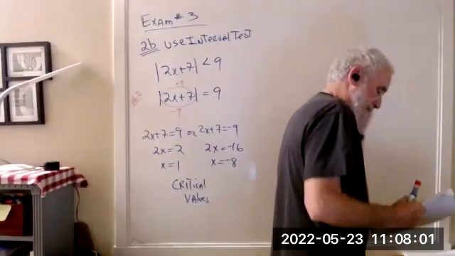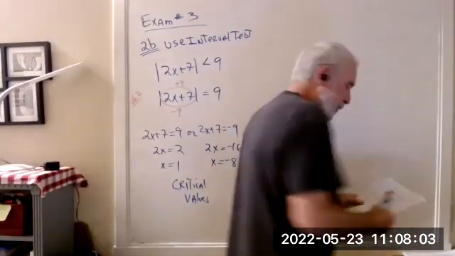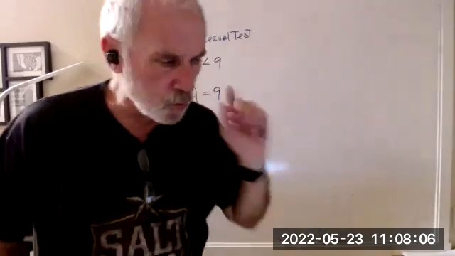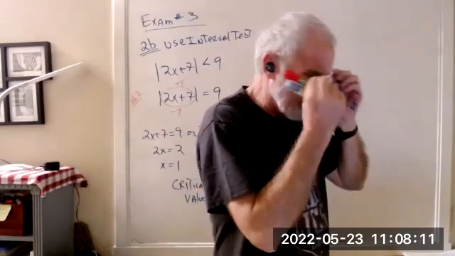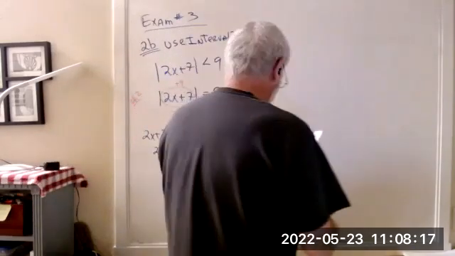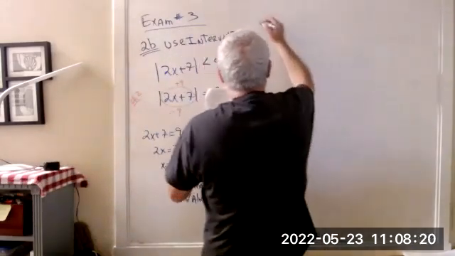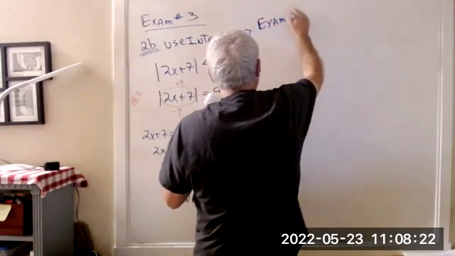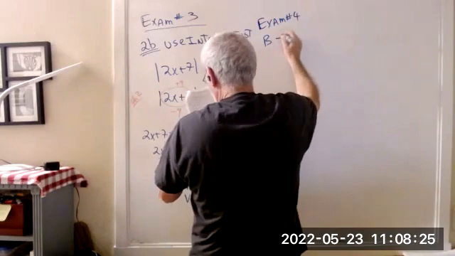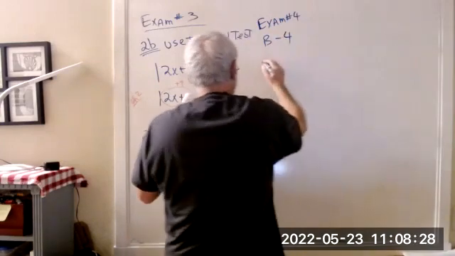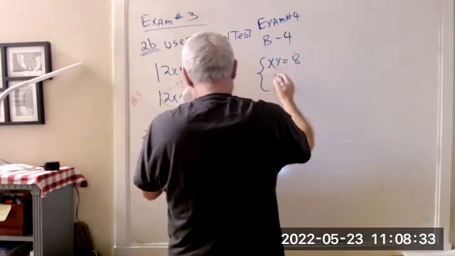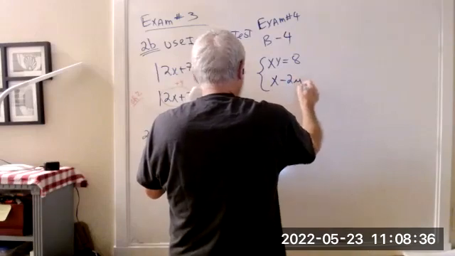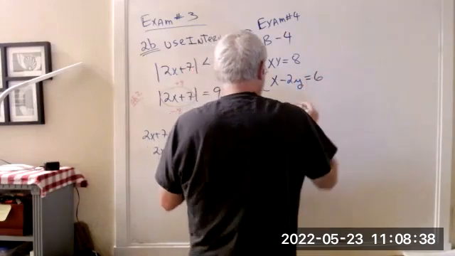Now, I'm going to do this one not wrong, but the hard way that some of you chose. And then I'm going to stop in the middle and direct us another way. So this is exam number 4, bonus number 4. And we have this system, xy equals 8, and x minus 2y equals 6.